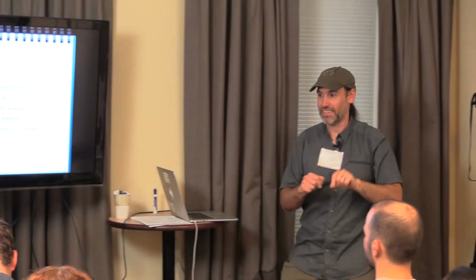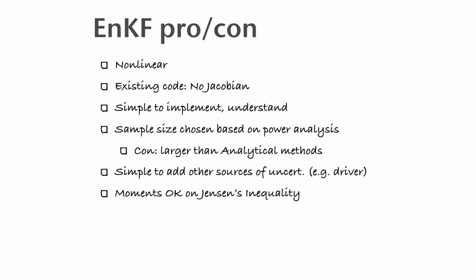That can be really messy. And again, just to give you a linear tangent approximation of the moments, we are good on Jensen's Inequality because we are transforming individual ensemble members, not the distribution all at once.